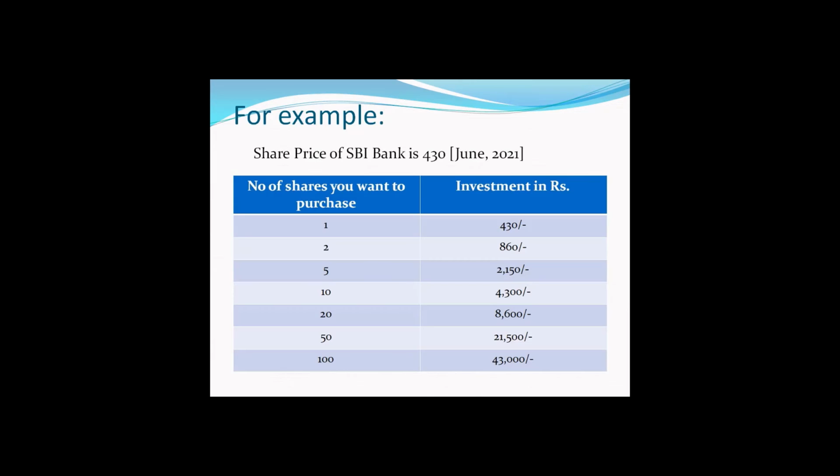The share price of SBI Bank is Rs 430 in June 2021. If you purchase one share, then your investment is 430 rupees. If you purchase 100 shares, then your investment is 43,000. The other combinations are also shown in the table.